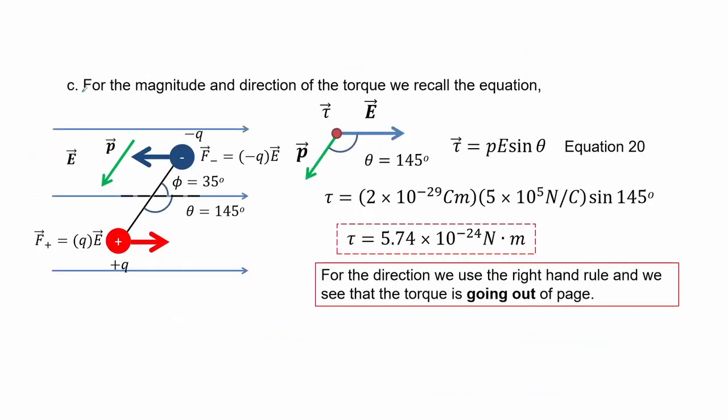For letter C, the magnitude and direction of the torque, we recall equation 20 and we see that the magnitude is about 5.74 times 10 to the power of negative 24 newton meters. For the direction we use the right-hand rule and we see that the torque is going out of page.